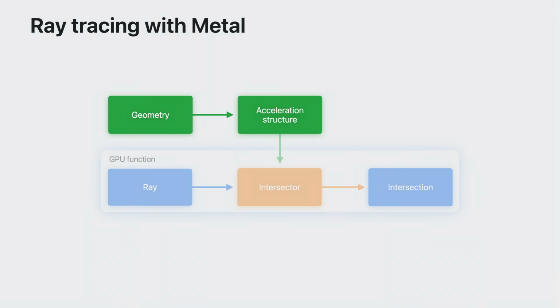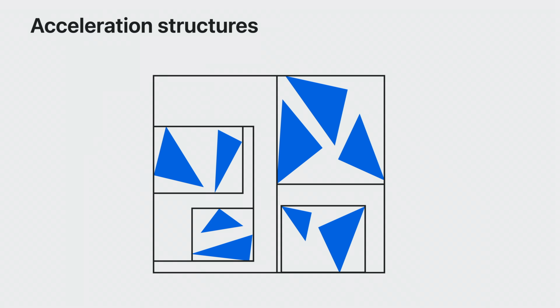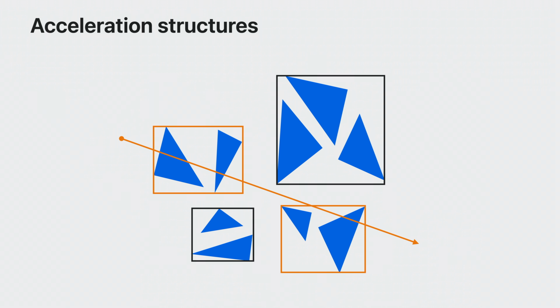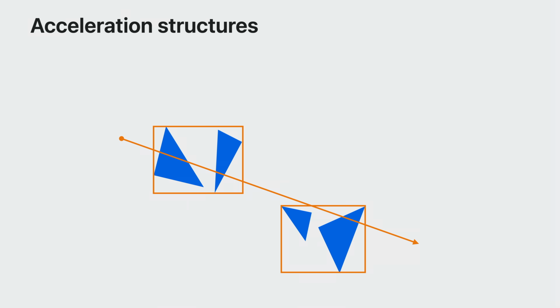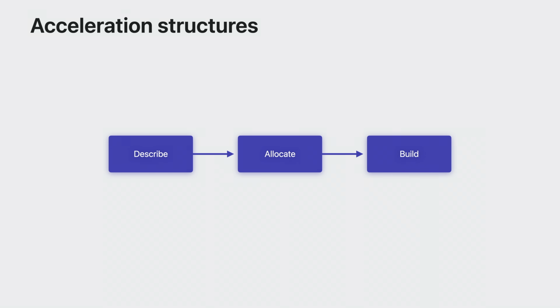The Metal Ray Tracing API supports a few different types of geometry. All of this geometry is stored in an acceleration structure. An acceleration structure speeds up the ray tracing process by recursively partitioning the geometry. This allows for quick elimination of any geometry that does not intersect with the ray. You can set up an acceleration structure in 3 steps. Create an acceleration structure descriptor, where you will provide your actual geometry. Once you have that descriptor, you can allocate the acceleration structure and then build it.